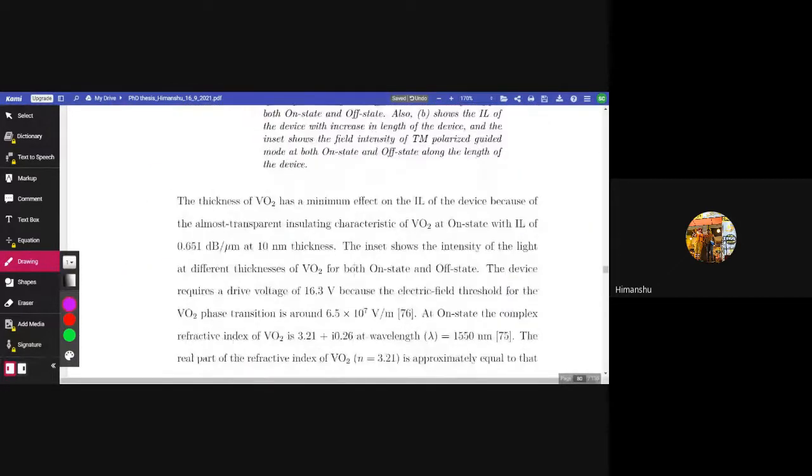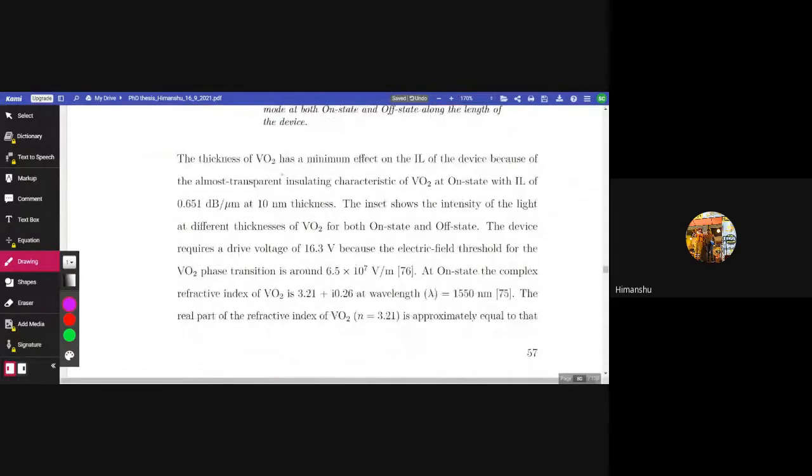Now the thickness of VO2 has a minimum effect on the IL of the device because of the almost transparent insulating characteristic of VO2 at the on state, with an IL of 0.651 dB per micrometer at 10 nanometer thickness. The inset shows the intensity of the light at different thicknesses of vanadium dioxide for both on state and off state.